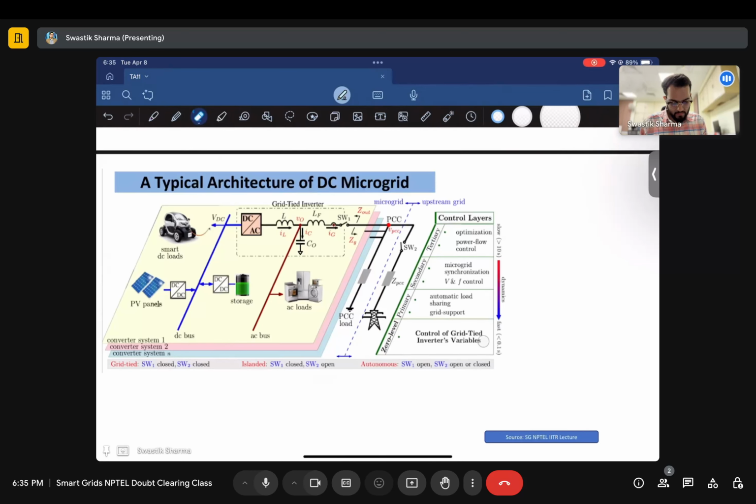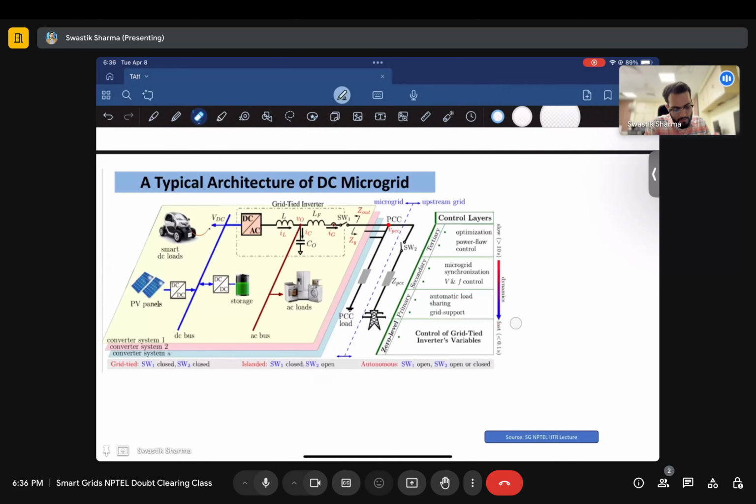What are the grid tied inverter variables? These are your voltage that is coming out of it, how the switches are being used, and so on. The internal control variables of your DC grid tied inverter. And you see these are very fast in nature, so their response time is very quick.